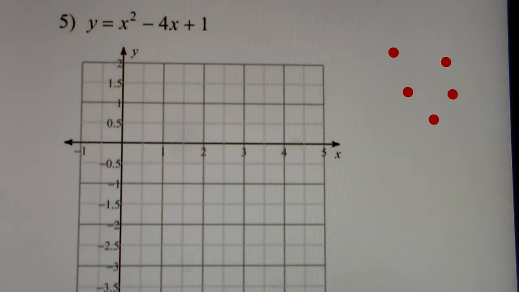Alright, number 5. We have the equation y equals x squared minus 4x plus 1. So to find that vertex, negative negative 4 over 2 times 1 gets you 2. So 4 over 2 gets you 2. So our vertex is somewhere along the 2 line in the middle of our graph.